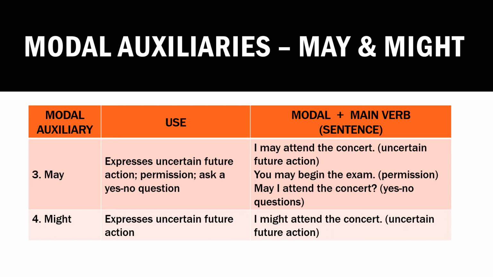Permission: you may begin the exam. You may come into the class. Or a yes and no question can be started with may: may I attend the concert? Coming to might, might also expresses uncertain future action: I might attend the concert. So may and might have a little similarity.